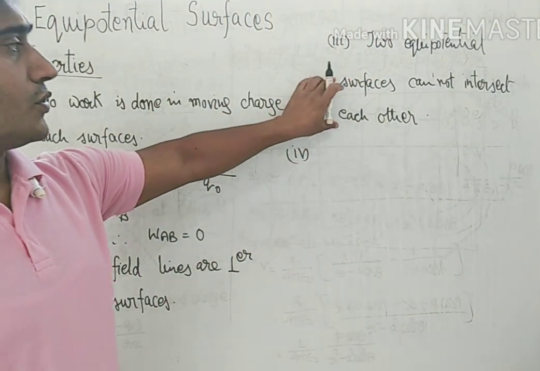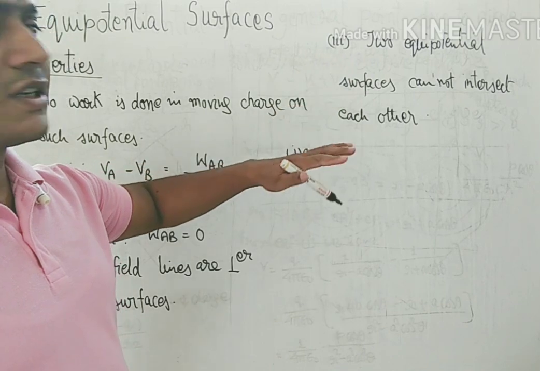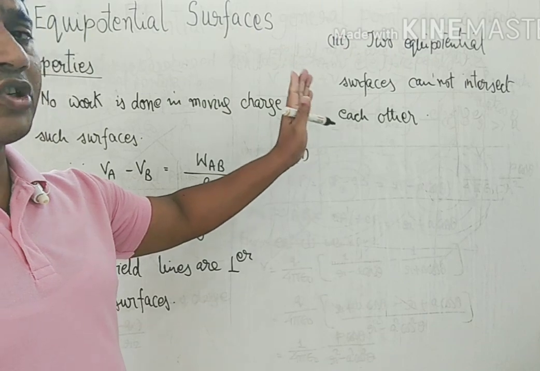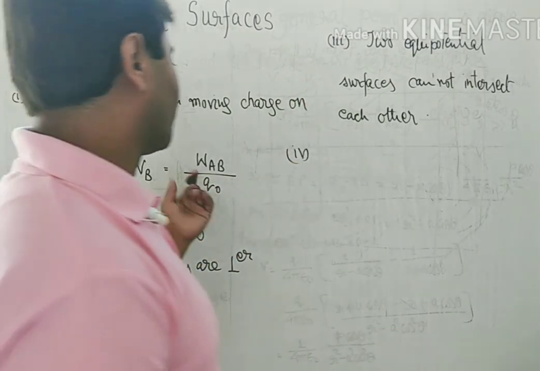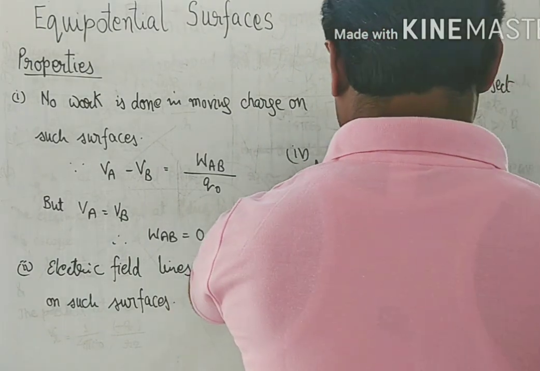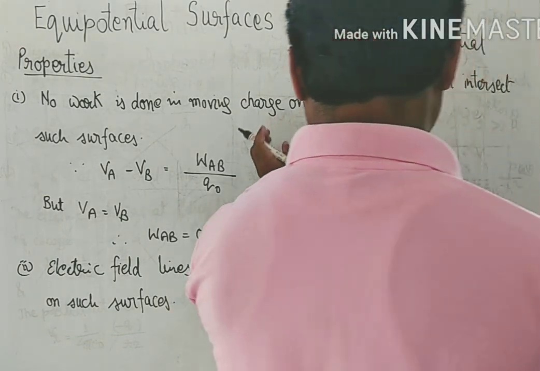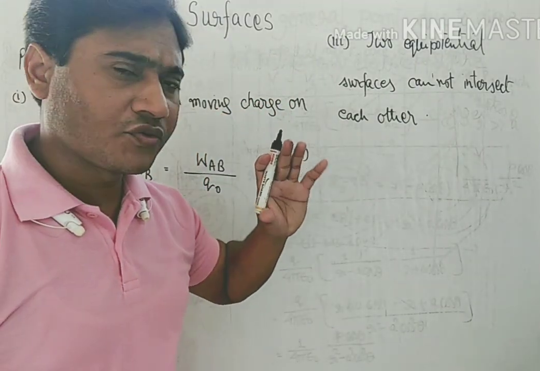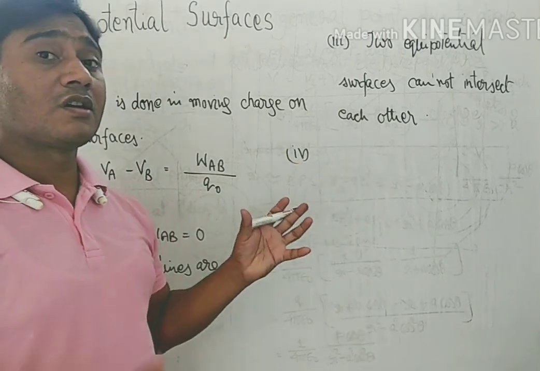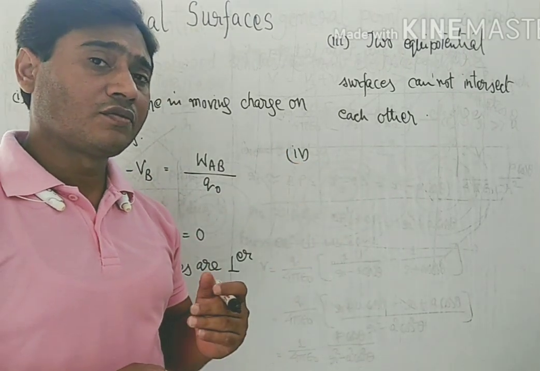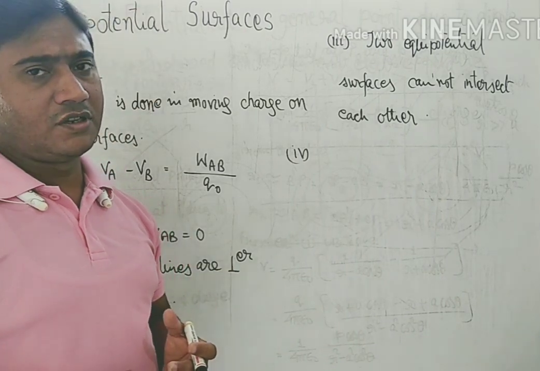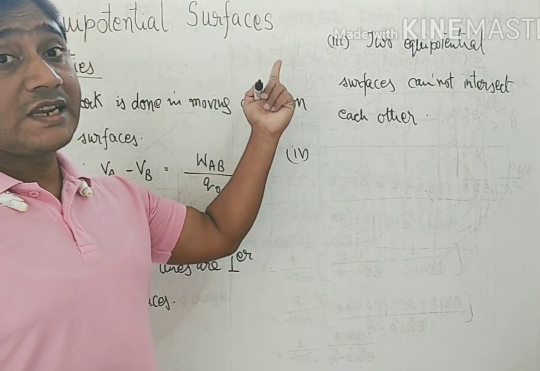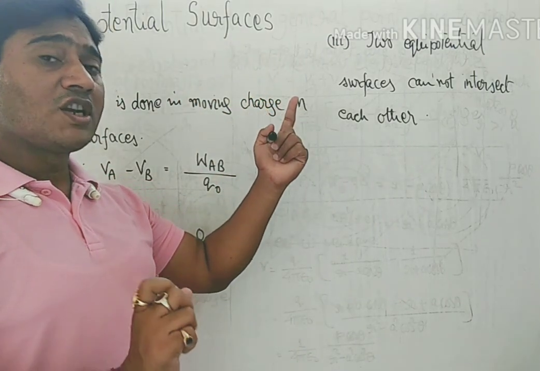Is it clear? Here you can just reason that as electric field lines never intersect each other, so do the equipotential surfaces. For the next, fourth property, we can say equipotential surfaces are crowded in the region of strong electric field, or you can say the crowdedness of equipotential surfaces indicates the region of strong electric field.